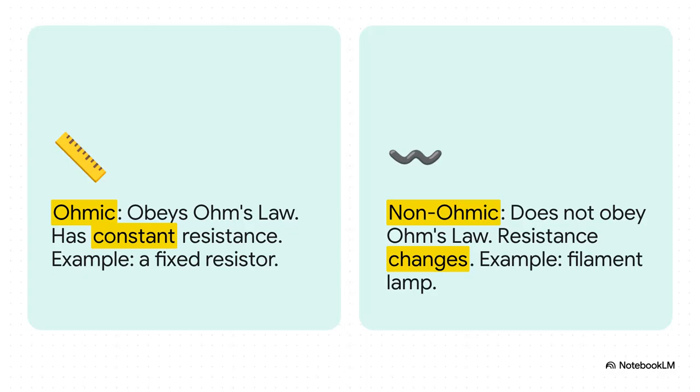So here's the bottom line. Ohmic conductors, like your basic everyday fixed resistor, have a constant resistance and a straight IV graph. Easy. But the non-ohmic ones, they're the rebels. Their resistance actually changes depending on the voltage or current, which gives them a funky curved IV graph. The filament in an old-school light bulb or a modern diode are perfect examples.